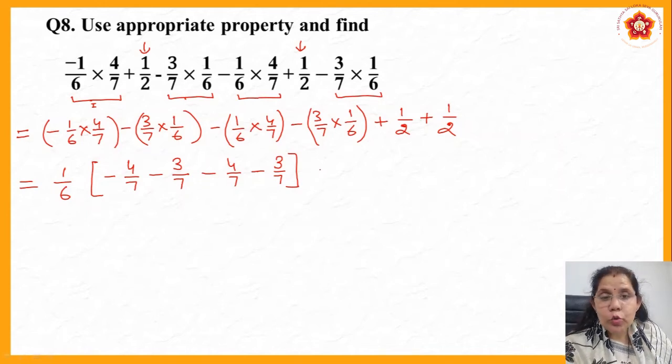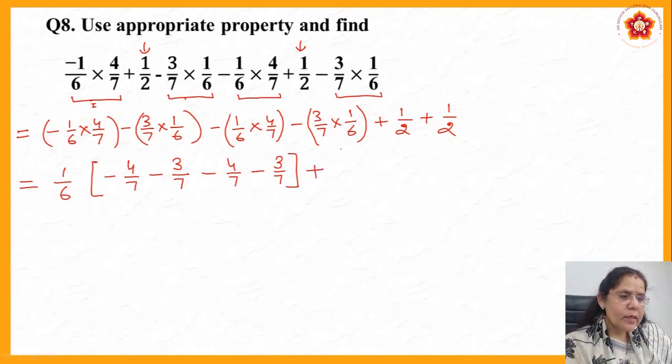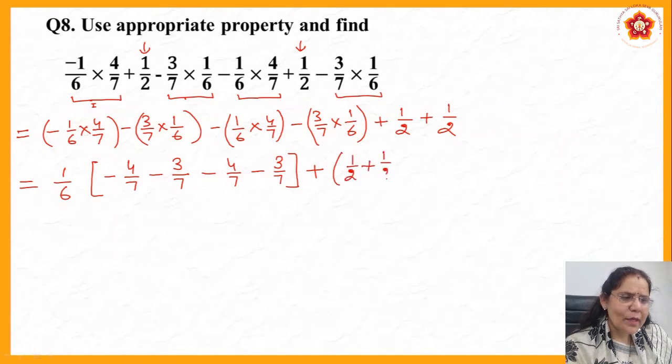Now this 1 upon 2 plus 1 upon 2, it does not contain 1 upon 6 term. That is why we have kept it separately and it can be solved directly. What is half plus half? Half plus half is full. 1 upon 2 plus 1 upon 2 will come 1. If you cannot do it directly, you can always take the LCM and then solve it.